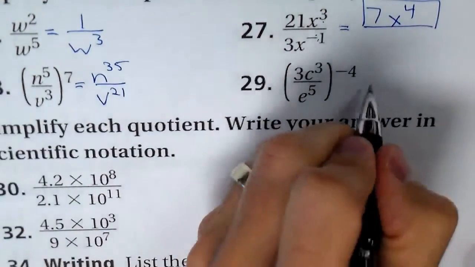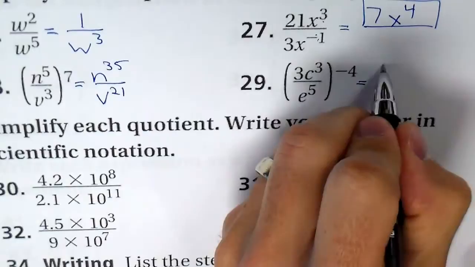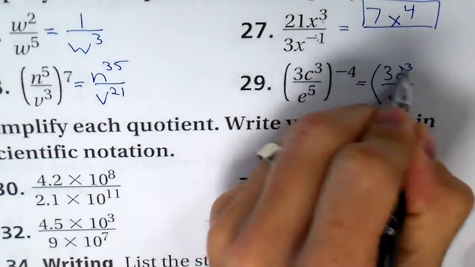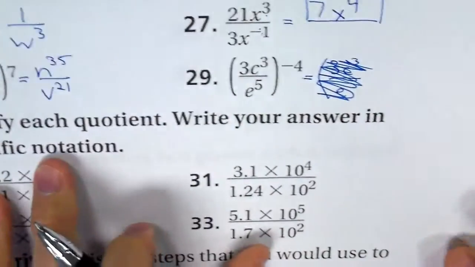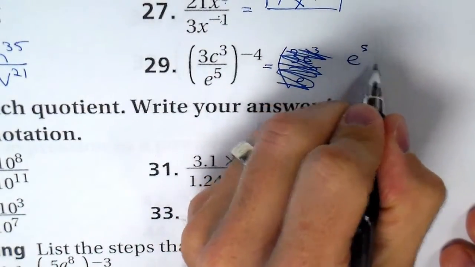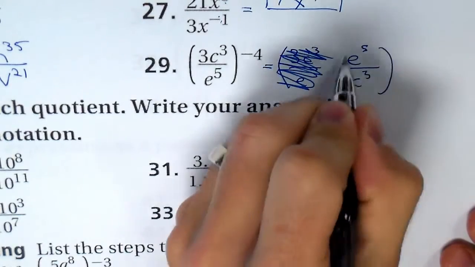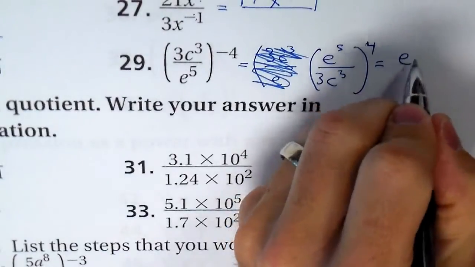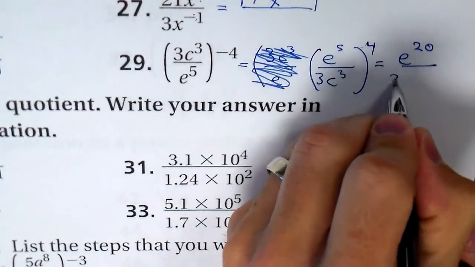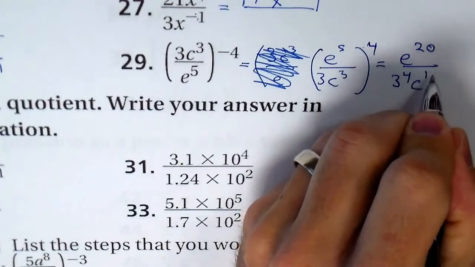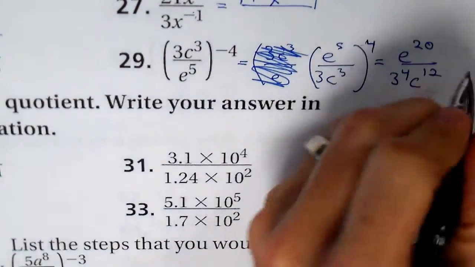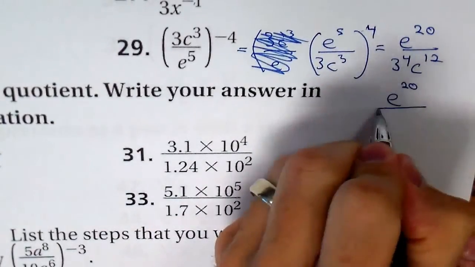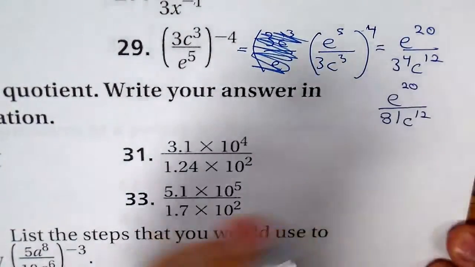For 29, since I have a negative exponent, I'm going to flip them first and write it as 3c to the third over e. Let's actually flip them first. I'm going to write them as e to the 5th over 3c to the third, and all of that is to the 4th. Now if I distribute the exponent in, I get e to the 20th over 3 to the 4th, c to the 12th. 3 to the 4th is 81, so you could actually write it as e to the 20th over 81c to the 12th.